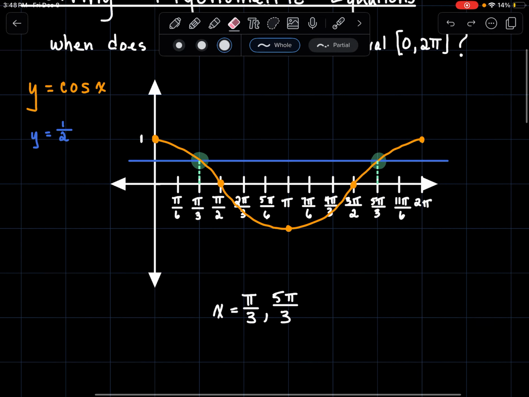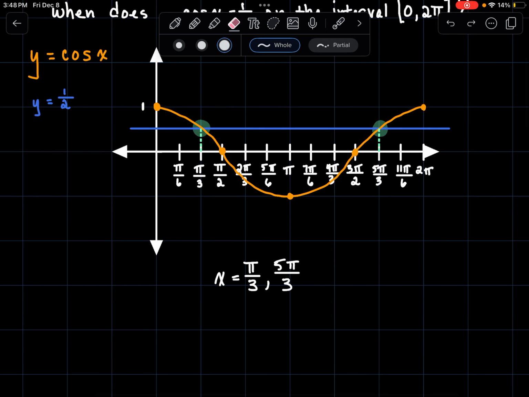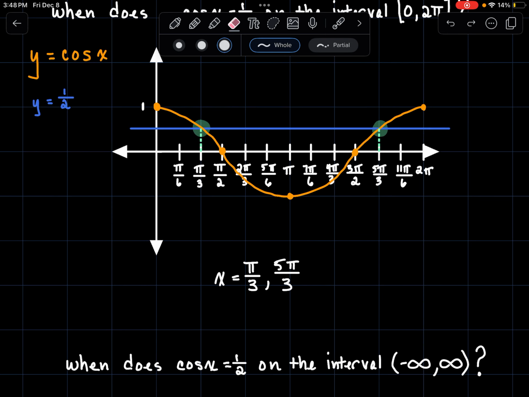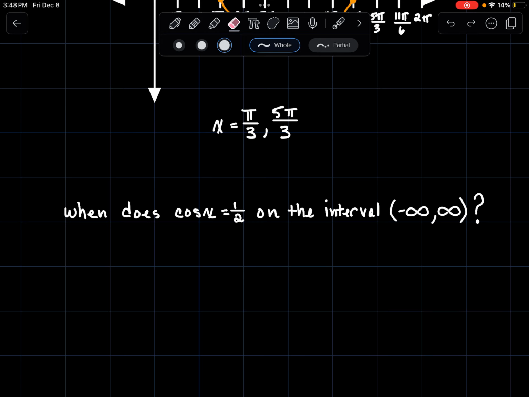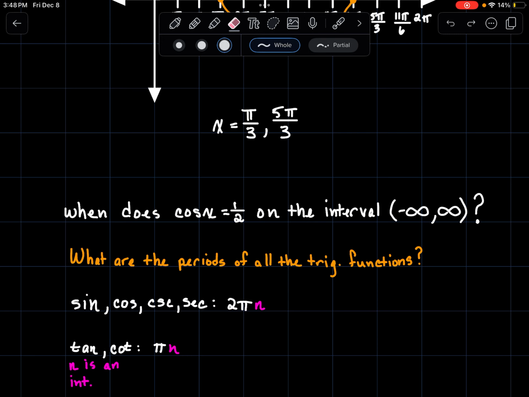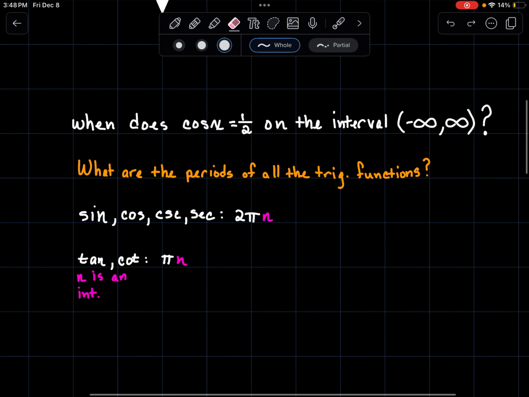But what happens when we change the interval? What if we're not concerned about just 0 to 2 pi? What if we say, what are the solutions from the interval of -infinity to +infinity? What are all the real solutions to a trig equation? Well, what that tells us is we need to remember some previous knowledge about these trig functions, like what are the periods of all the trig functions? The period for your trig functions like sine, cosine, cosecant, and secant is 2 pi, and for tangent and cotangent, we had a period of pi.